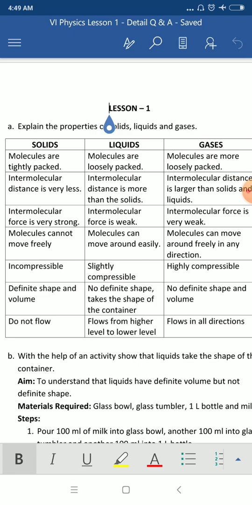Okay, we'll go one by one. You put a tabular column like this, and then we write only the points so that it will be easy for you to learn, remember, and write it in the exam. The first one is solids. The solids are tightly packed. Compare it with the liquids and gases. The molecules are loosely packed here, and in gases, the molecules are closely packed.